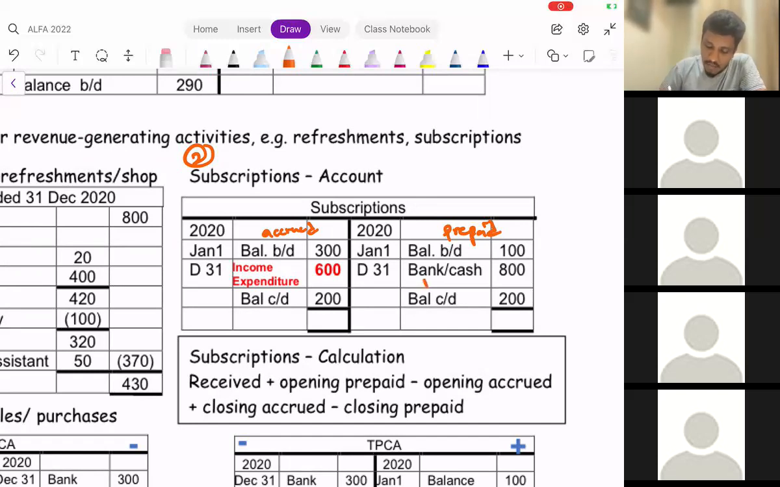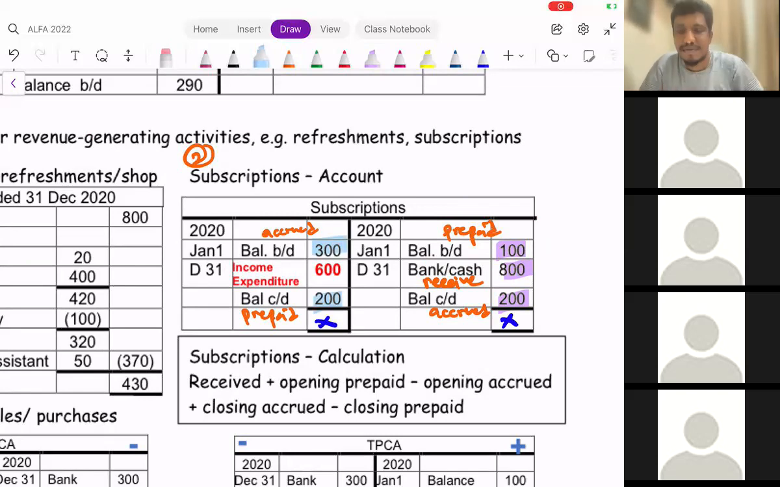After that, we record how much money we receive. And b/d accrued debit means subscription accrued c/d will be credit. And then prepaid b/d credit means prepaid c/d will be debit. And then you balance up. You take this, plus this, plus this, and write here the same amount. Minus this and this, you get income and expenditure.